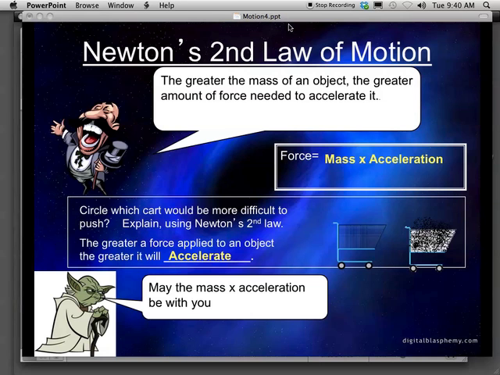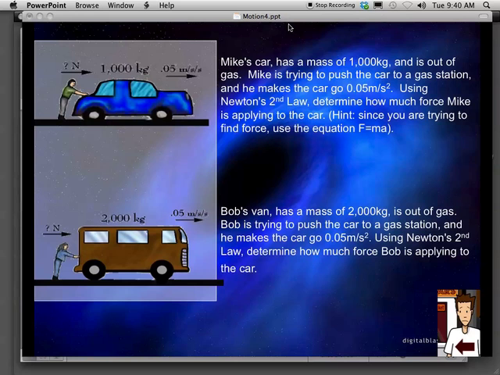All right. So some examples. We have Mike and Bob here. Both ran out of gas. Mike seems to be driving a smaller car with a mass of 1,000 kilograms. He ran out of gas, so they need to push this car to the gas station. If he pushes on the car, he accelerates it at 0.05 meters per second squared. You can use Newton's law to figure out how much force Mike applied to his car.